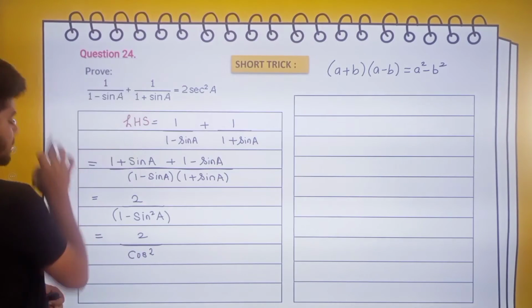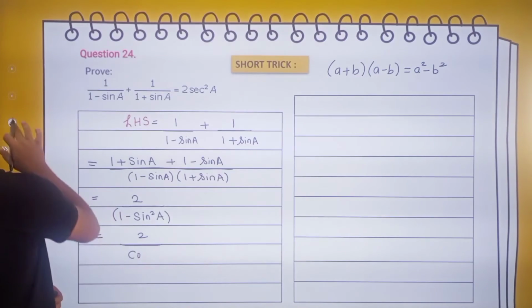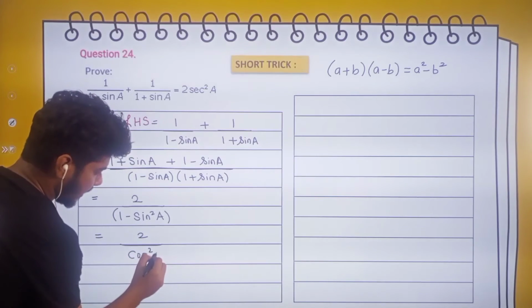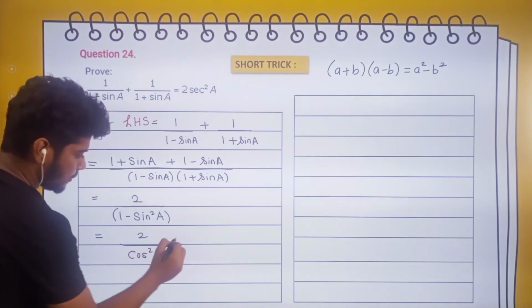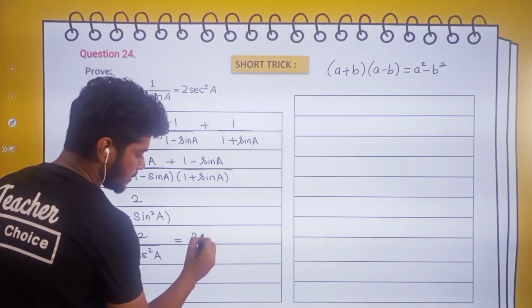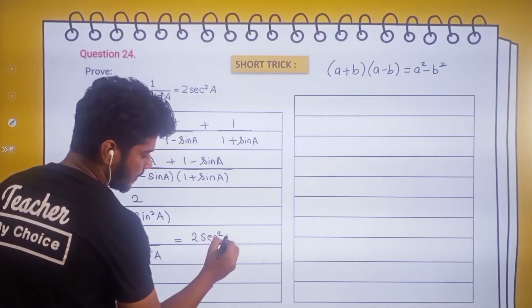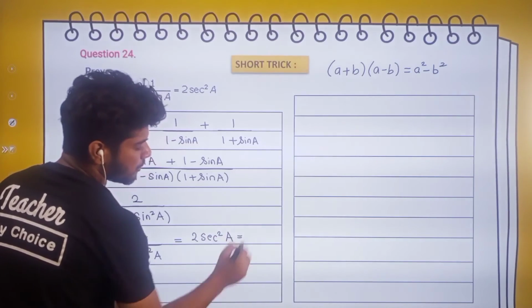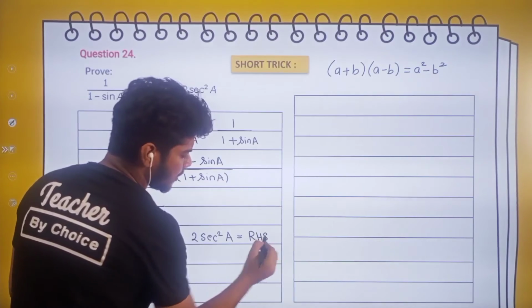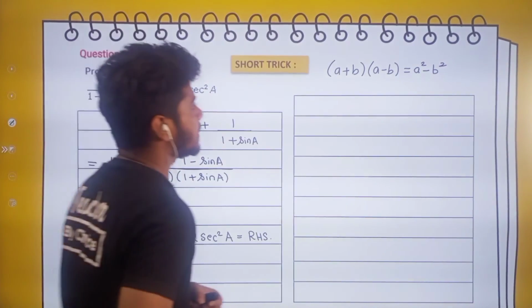1 minute. Overwriting हो गया. Alright, चलो, no problem. So this is cos square A, so 2 by cos square A. 1 by cos square A क्या होता है? 1 by cos square A is sec square A. So this is 2 sec square A. Okay. So this is how you should proceed with the sum, which is your RHS. I hope you understood the sum.